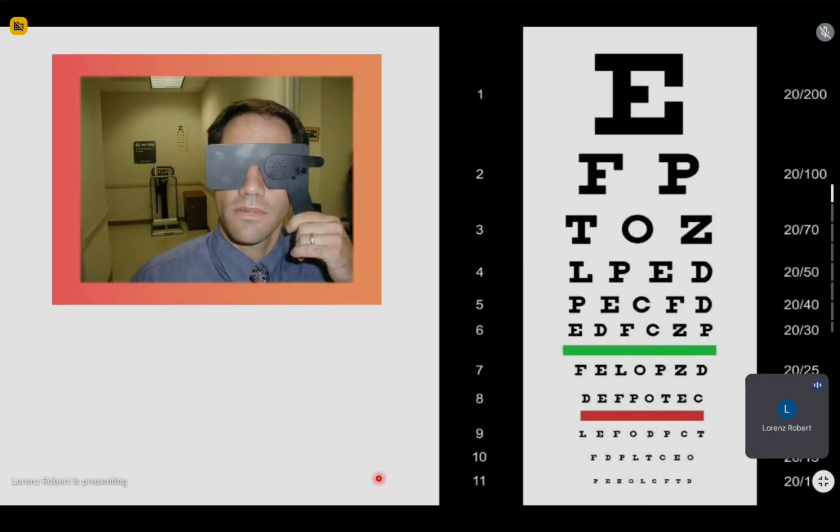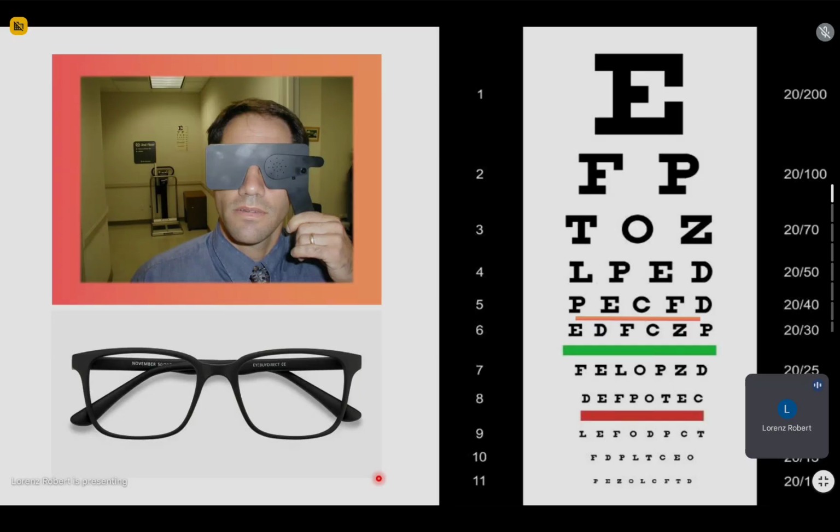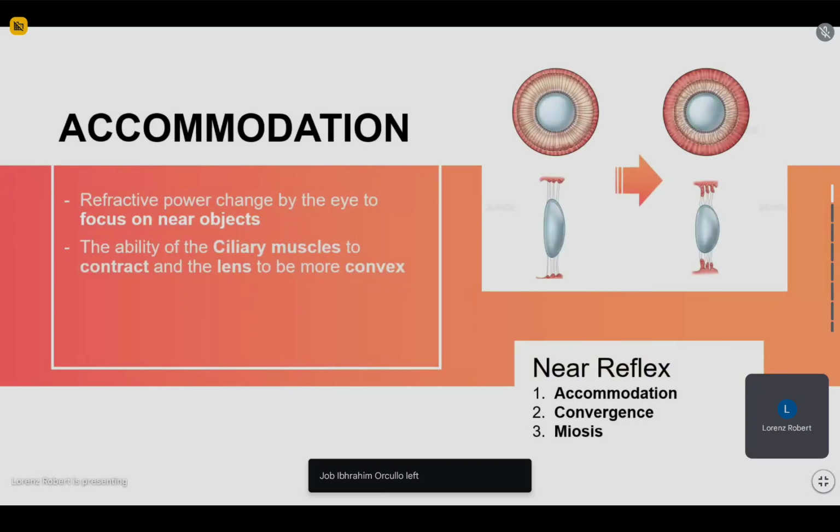So this is a Snellen chart on the right hand side of the screen. For example, the patient's visual acuity is 20/100. When you do the pinhole, the patient's vision improves to 20/40. So the patient is a candidate for glasses. Okay? Next, we'll talk about accommodation.